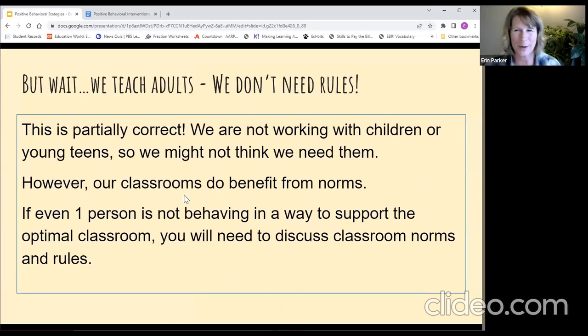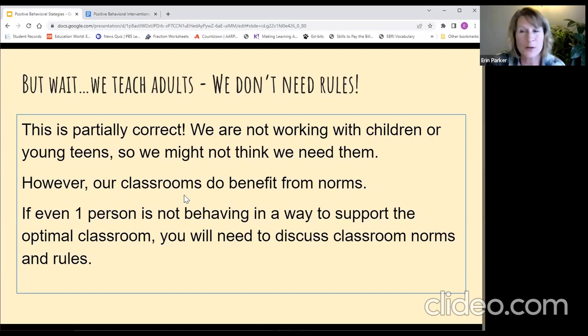Well, and this idea about posting the rules, you know, we teach adults, we don't need rules. We hear that a lot. Isn't that the beauty of it? But classrooms do benefit from norms. And again, it seems that students, especially in this last year or so, just don't understand that. They're just not used to it. So they are not sure how to behave maybe. And so discussing that can be really helpful to the student and to us, right?